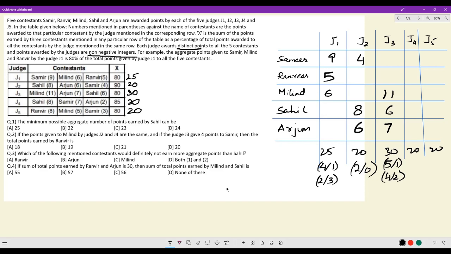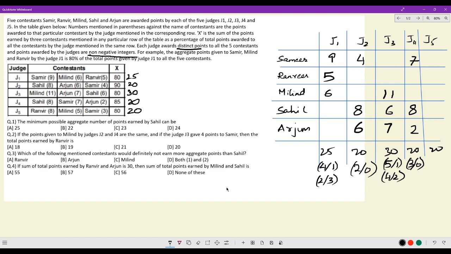For judge 4, the marks given out are 8, 7, and 2. So for Sahil, it is 8. For Sameer, it is 7. For Arjun, it is 2. Now, for Ranveer and Milind, 3 more marks have to be given out. It can only be distributed as 3 and 0. Anything more than that, 1 and 2 is not possible, because then Arjun and one other person will have same score. That is not possible.